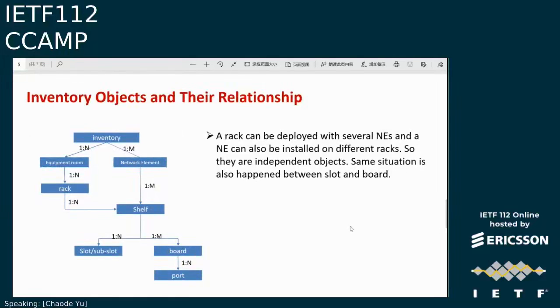On this page, we provide all the inventory objects and their relationships. As the figure shows, the inventory objects contain equipment room, rack, network element, shelf, slot or subslot, board, and port. In a real network, a rack can be deployed with several network elements, and a network element can also be installed on different racks, so there is no parent-to-child relationship. The same situation also happens between slot and board. These are the special scenarios we need to consider when we specify the inventory model. Okay, please go to the next page.